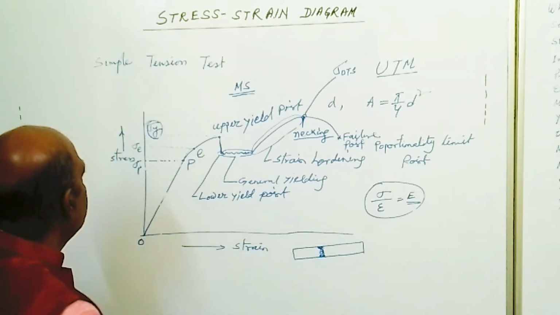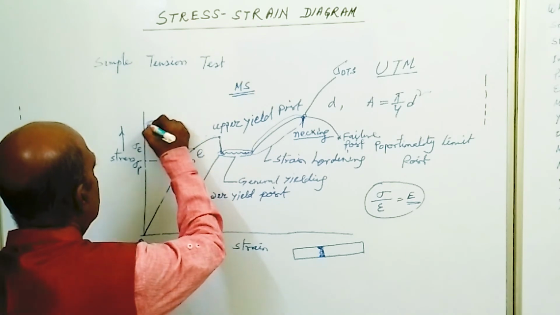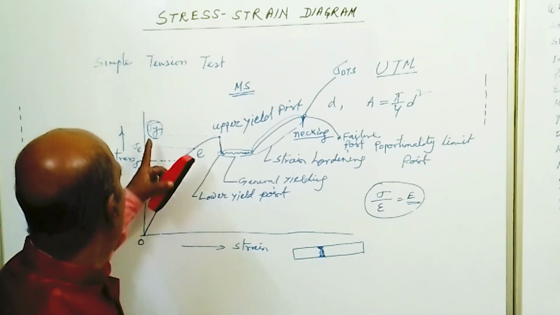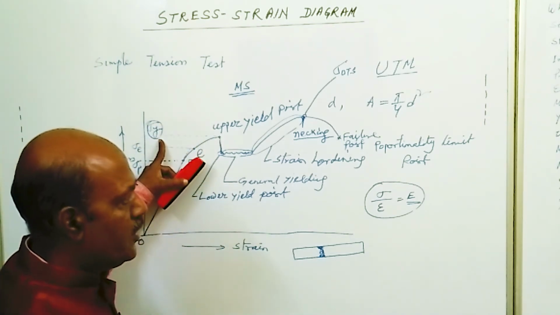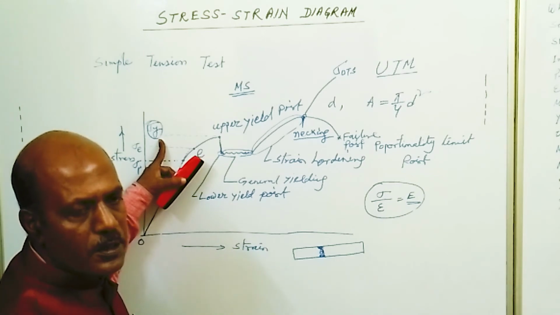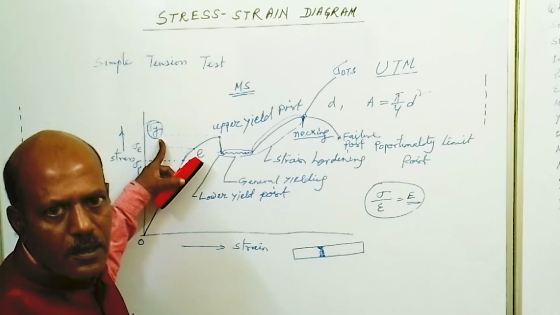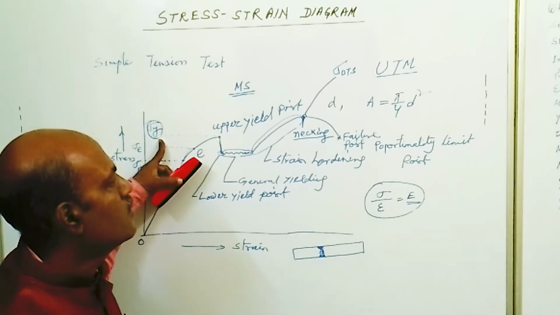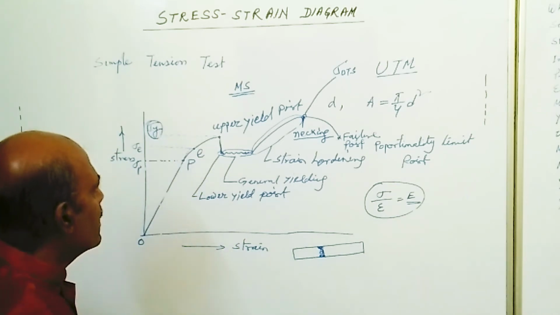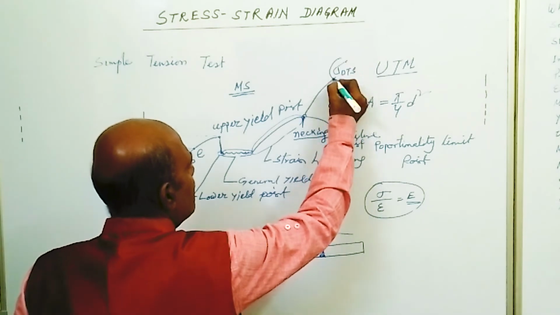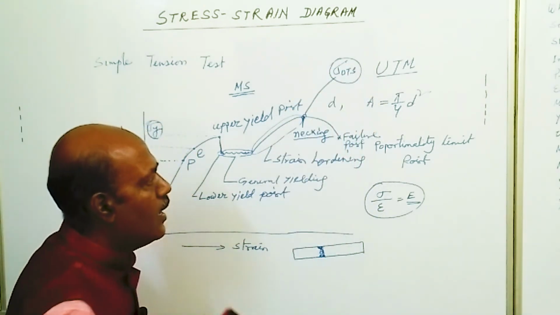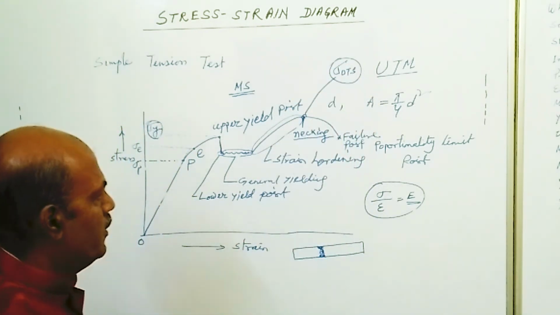Now this is the yield strength, upper yield point. We are taking this as the strength of the body for design of ductile materials. Next, the ultimate tensile stress. This is the ultimate tensile stress, and this is the actual strength of the body.